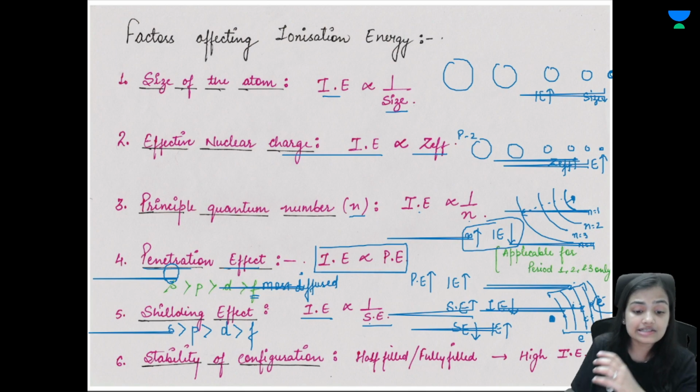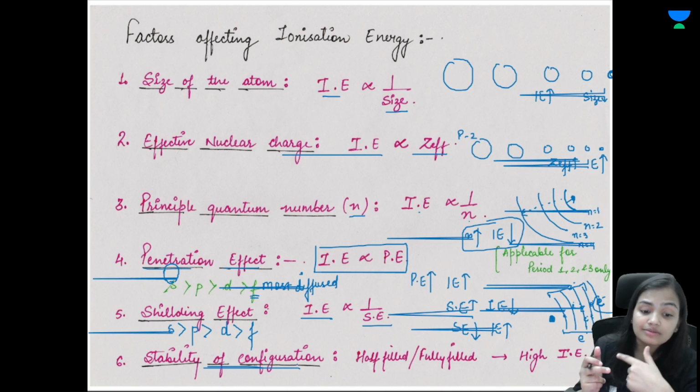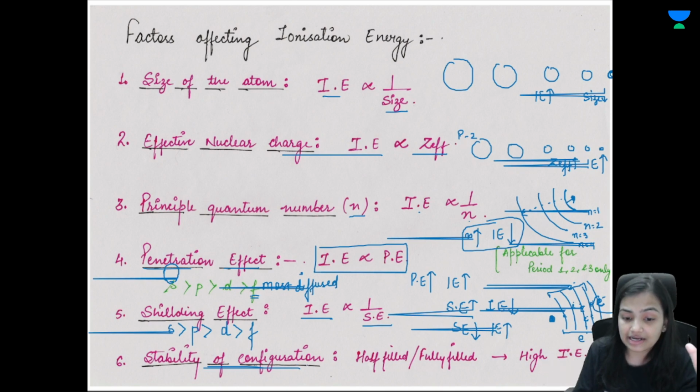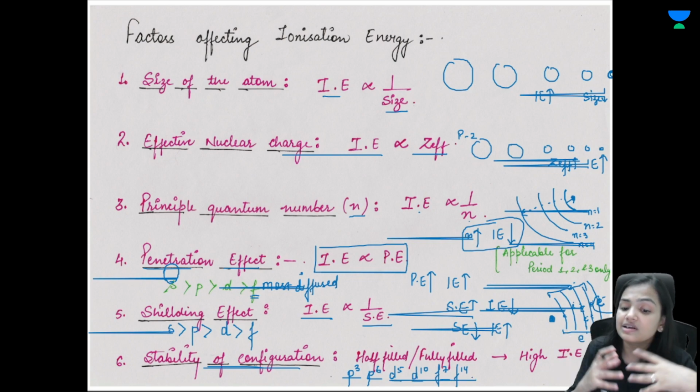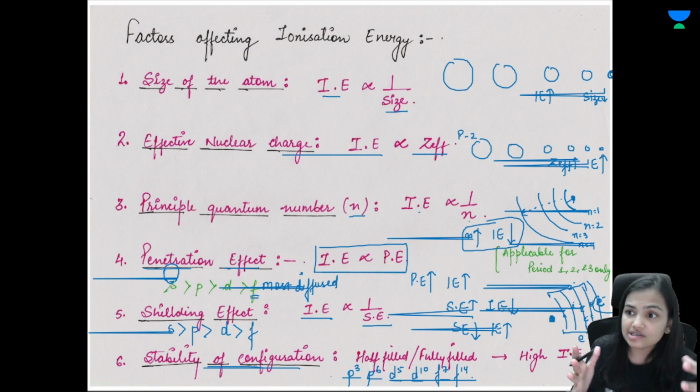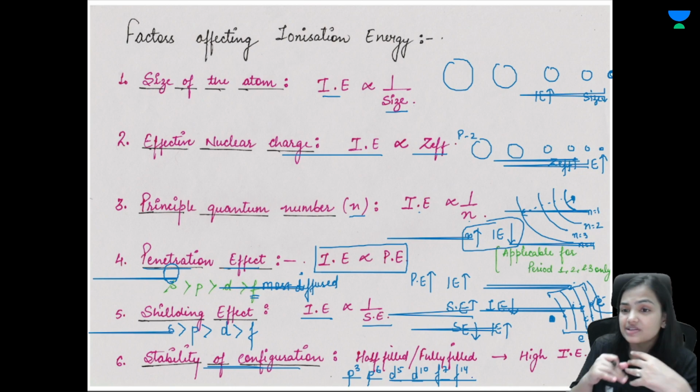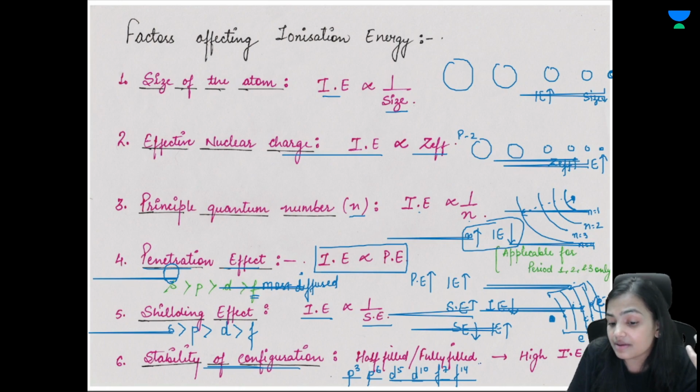Now the last is the stability of configuration. What do you mean by that? Guys, the stability of configuration simply means that whenever you have P3, P6, D5, D10, or F7, F14 orbitals, they are either half filled or fully filled. Whenever we have such half filled and fully filled orbitals, they have the same degeneracy. These are degenerate orbitals having the same energy. Same energy means more stability. So because of this, half filled and fully filled orbitals become more stable.